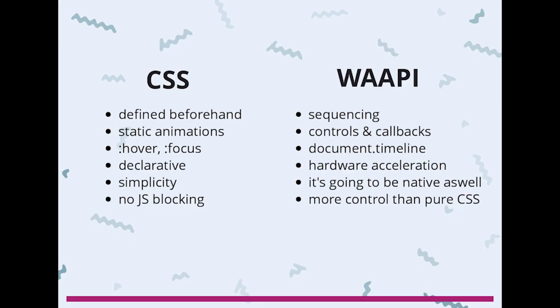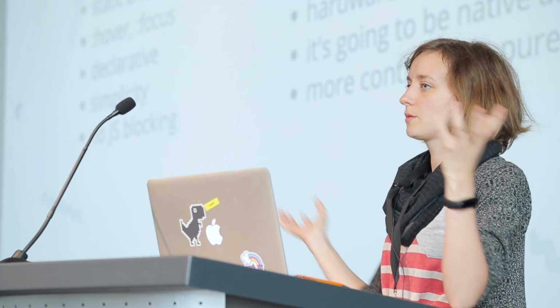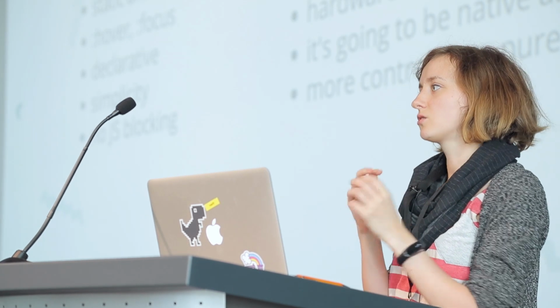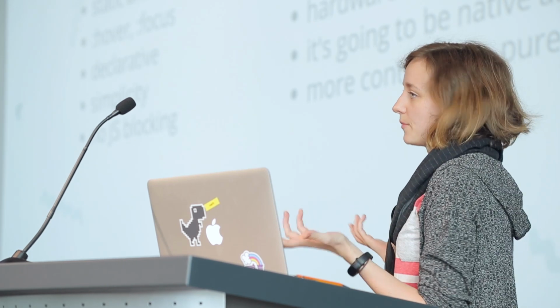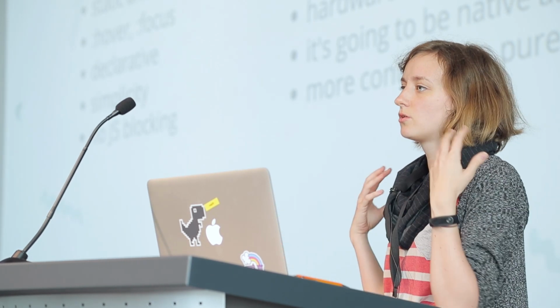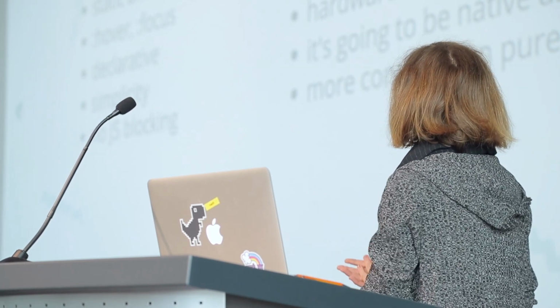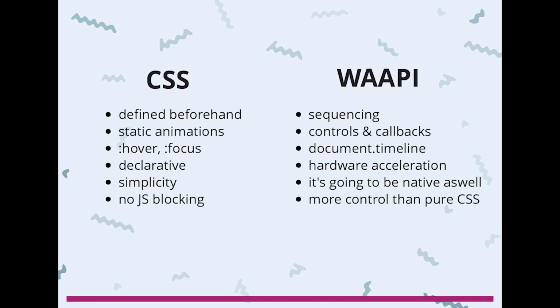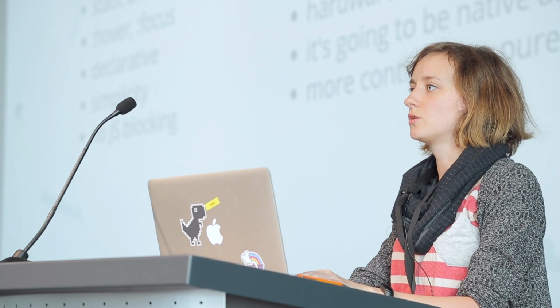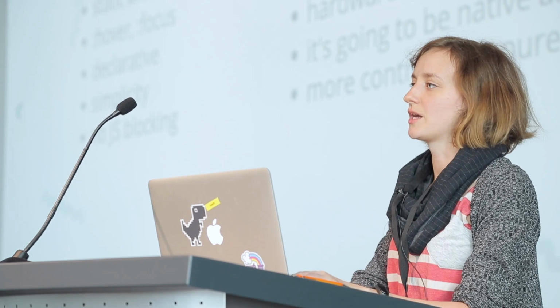The WAAPI API is great for sequencing because it's built for doing more complex animation. You get controls, callbacks. You also get all your animations in your document timeline. So you can get all the animations you have defined in your document, and you can stop them all or replay them all, or for accessibility, make them slower or make them not play at all. You also get hardware acceleration like you get in CSS. And yeah, it's going to be natively in your browser in the future. So all the browsers are already working on implementing it. So it's going to be a more advanced option on doing animation in the browser.